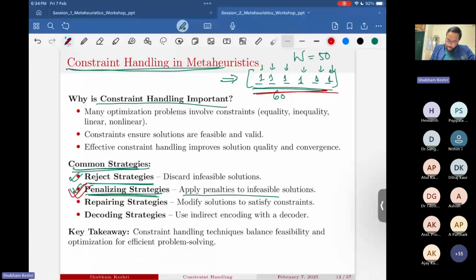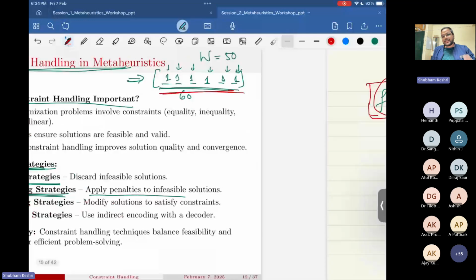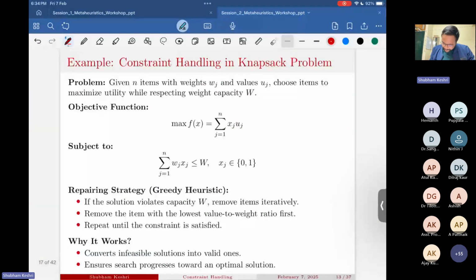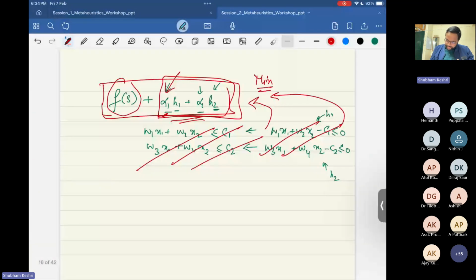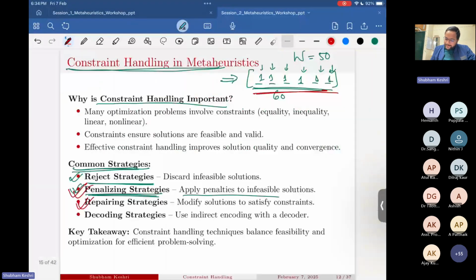Okay, so another strategy is the repair strategy. So what is the repair strategy? For this, I have taken one example for the knapsack problem. I will just show you the example. You can read the PPT later. If you have a doubt, you can ask me in the next class. So what is the repair strategy?